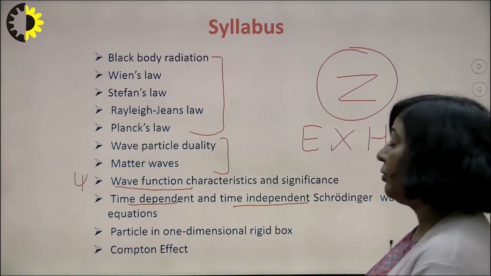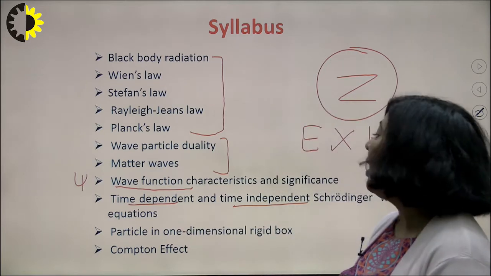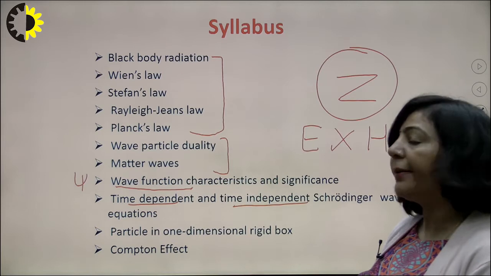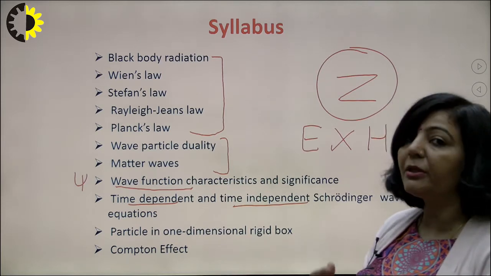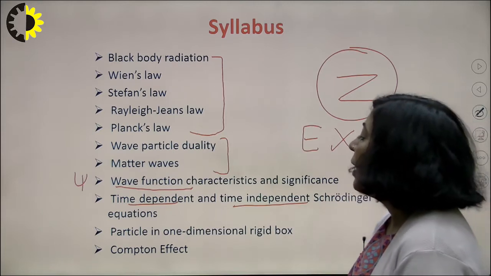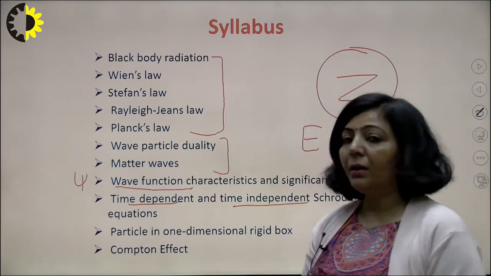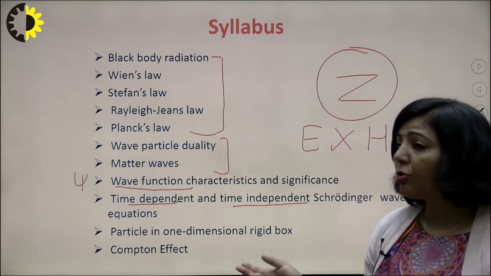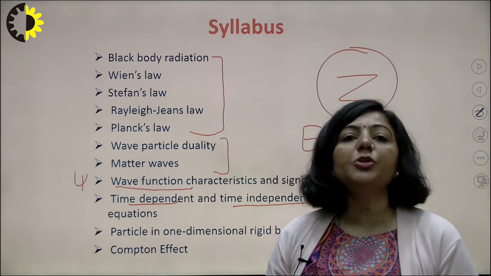After that, you have one application of the Schrodinger equation, that is the particle in a one dimensional rigid box. This application we will discuss with the help of the Schrodinger equation. And then we have Compton's effect, a very important concept, and it is also an evidence for the particle nature of light.